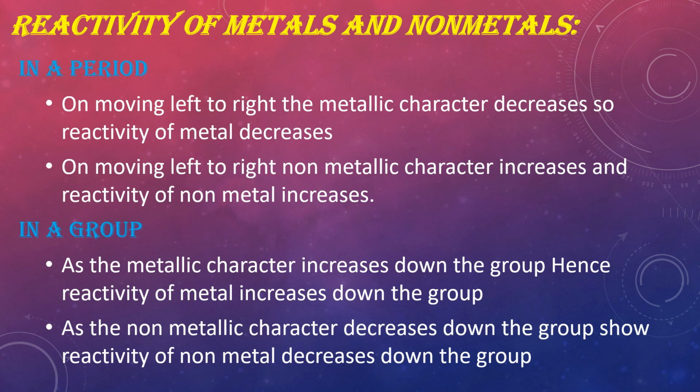Now the next is reactivity of metals and non-metals in a period. First, when we move left to right in a period, metallic character decreases. So the reactivity of metals decreases on moving left to right, and the non-metallic character increases left to right, so the reactivity of non-metals increases left to right. On the other hand, when we move in a group top to bottom, the metallic character increases, hence the reactivity of metals also increases down the group. On the other hand, non-metallic character decreases down the group, so the reactivity of non-metals also decreases down the group.